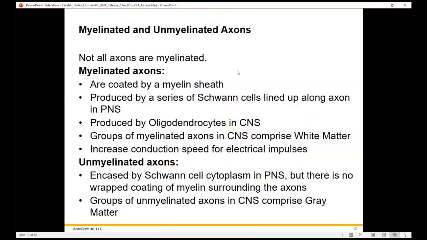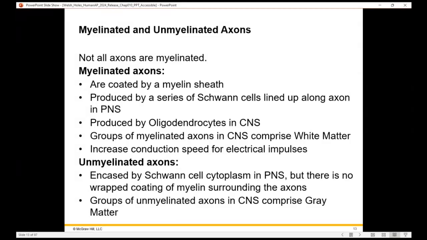Not all axons are myelinated. The myelinated axons are coated by a myelin sheath, produced by a series of Schwann cells lined up along the axon in the peripheral nervous system. It's produced by oligodendrocytes in the central nervous system. Groups of myelinated axons in the central nervous system comprise white matter. It increases conduction speed for electrical impulses.